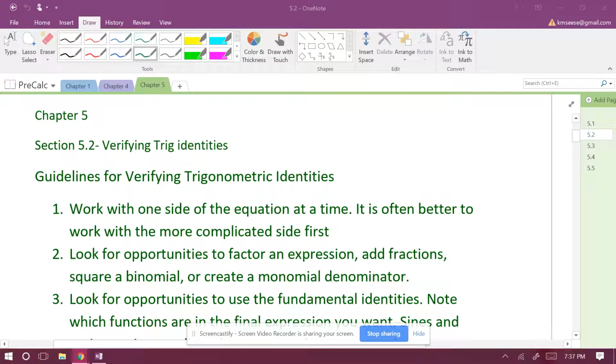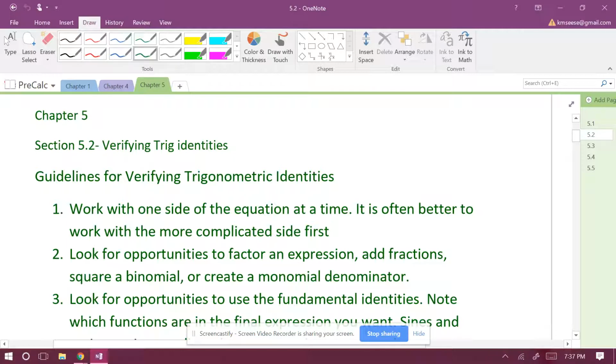So as we talked about the other day, there are some guidelines and some rules for verifying trig identities. First rule, work with one side of the equation at a time. And as I mentioned the other day, it's usually going to be easier to work with a more complicated side. It's easier to simplify than it is to expand. Make sure you only ever work with one side of the equation.